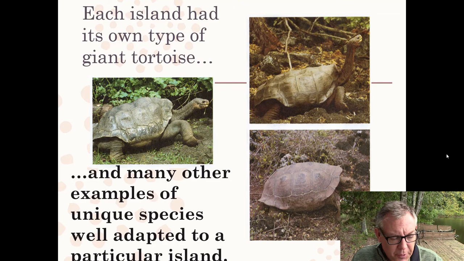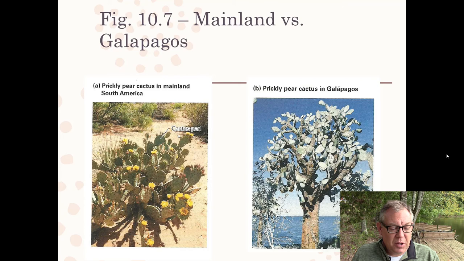Here's another example from your book. Prickly pear cactus, which you're familiar with, right? If you look on the left, there's prickly pear that you're probably familiar with. It lies low to the ground, and that's what you find in South America. But on the Galapagos, you find a prickly pear that clearly is related to the one on the mainland, but it's got a trunk and it's much taller. It's a different environment, and so it's better suited to that island environment. Why?